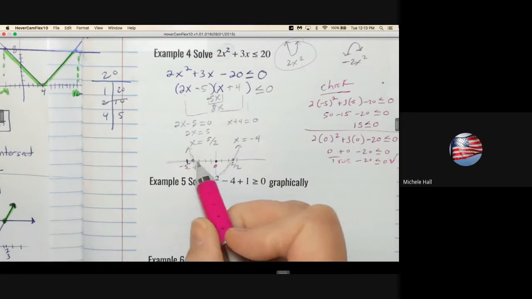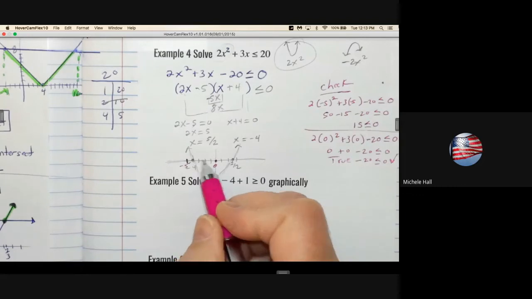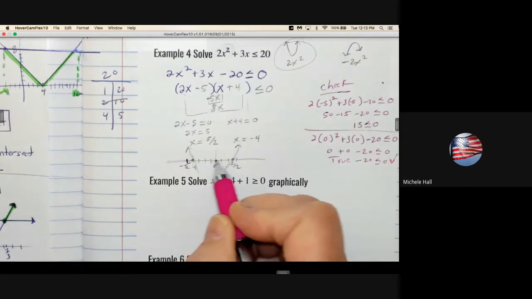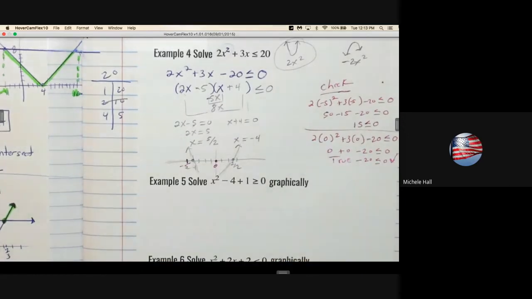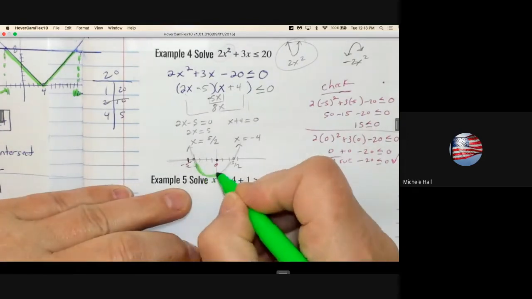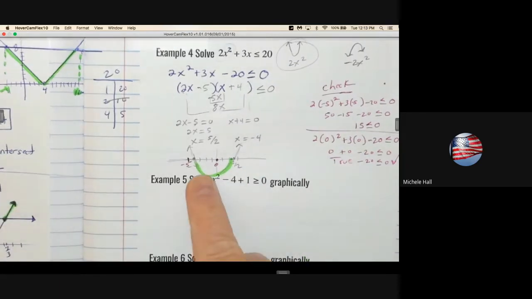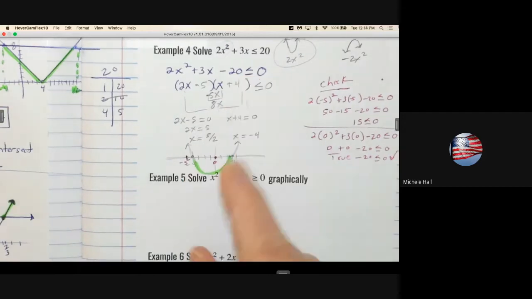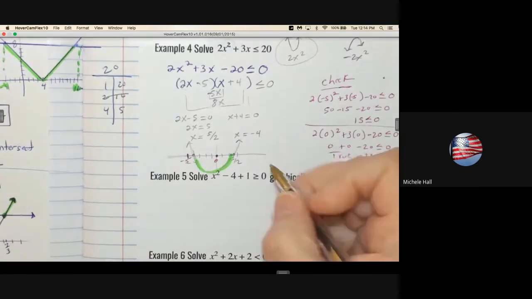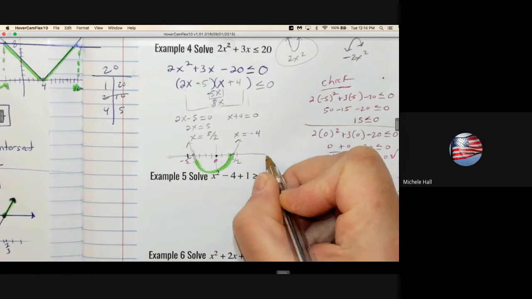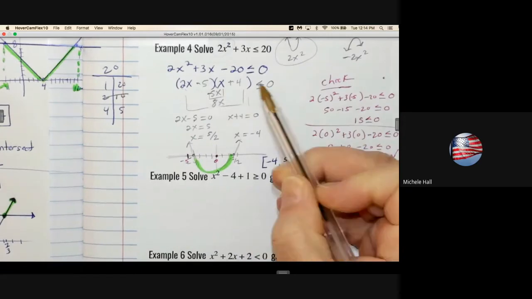That means that my solutions would have to be inside of here. They couldn't be on the outside. The solutions would be between these two numbers. Well, where is the parabola between these two numbers? That would be here. My solution would then be greater than or equal to negative 4 and less than or equal to 5/2, and it includes both those numbers.